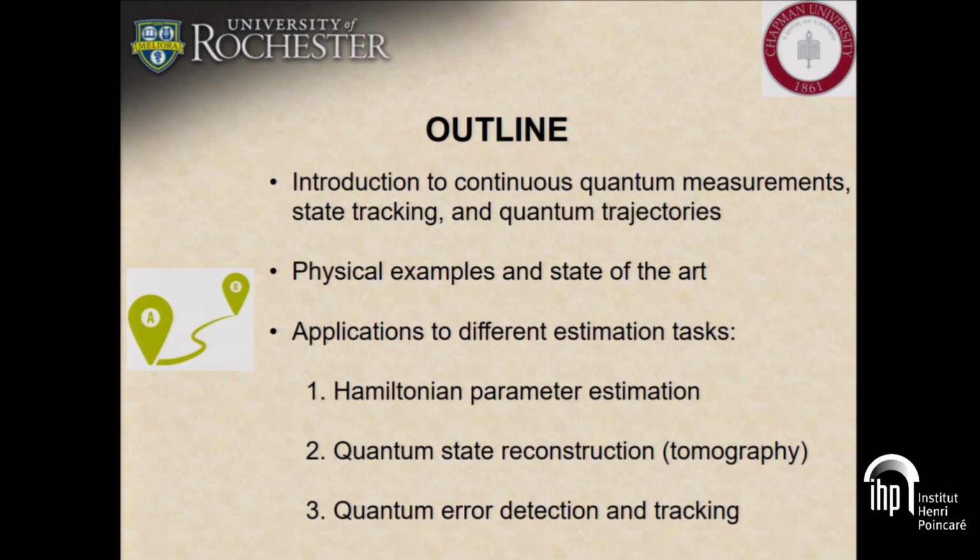And then the third task is suppose I want to observe or estimate when an error occurs in my quantum information protocol. So there are well-known quantum error correction protocols. I want to address this issue of how to estimate when an error occurs from one of these continuous quantum measurements.